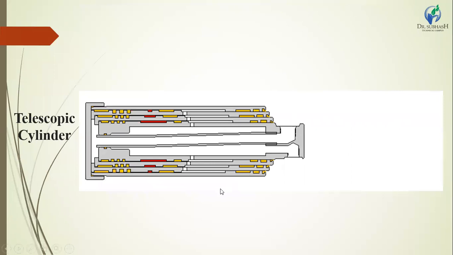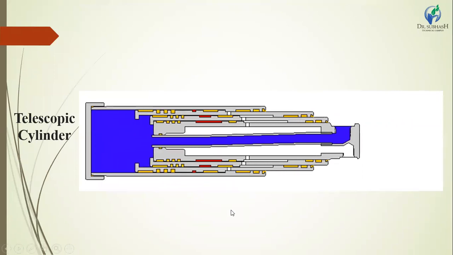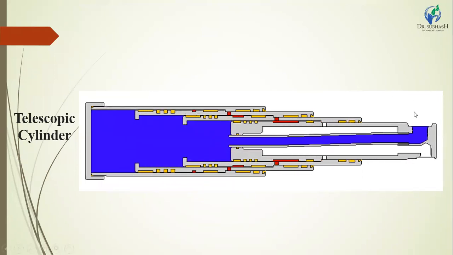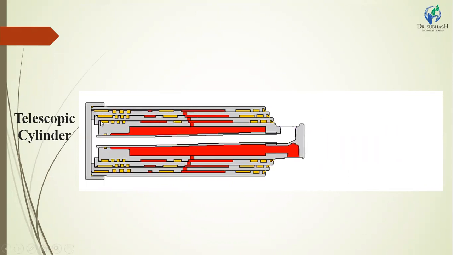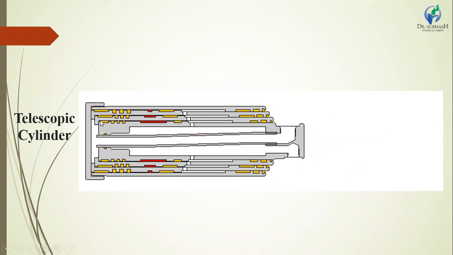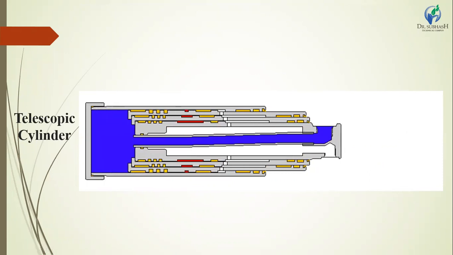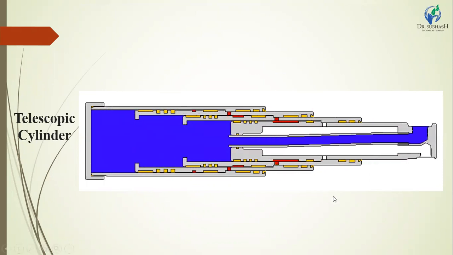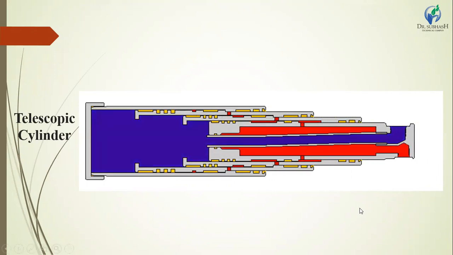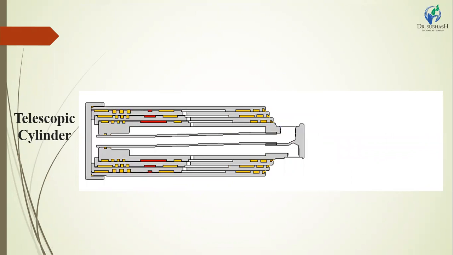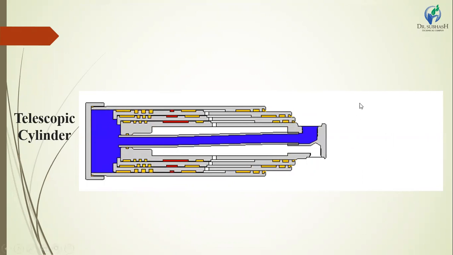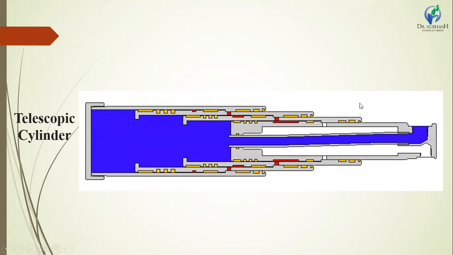This is the telescopic cylinder. You apply fluid from one inlet and the three cylinders extend step by step, and in the next condition we remove the oil. The cylinders go back inside step by step. This is a three step cylinder: step 1, step 2 and step 3.